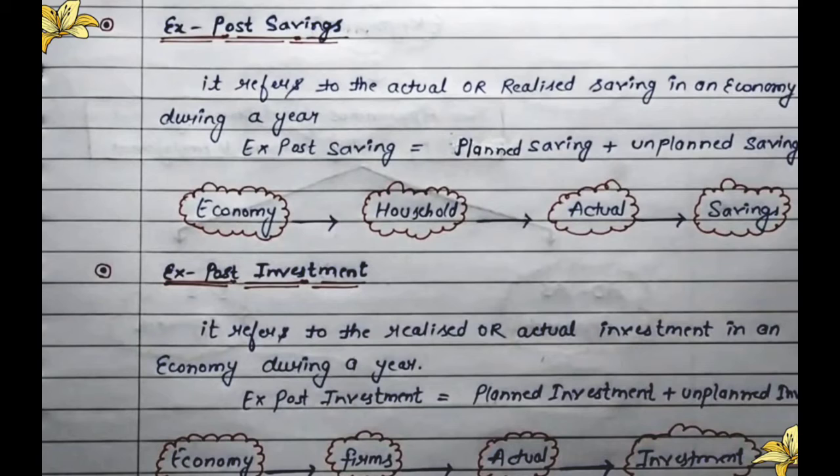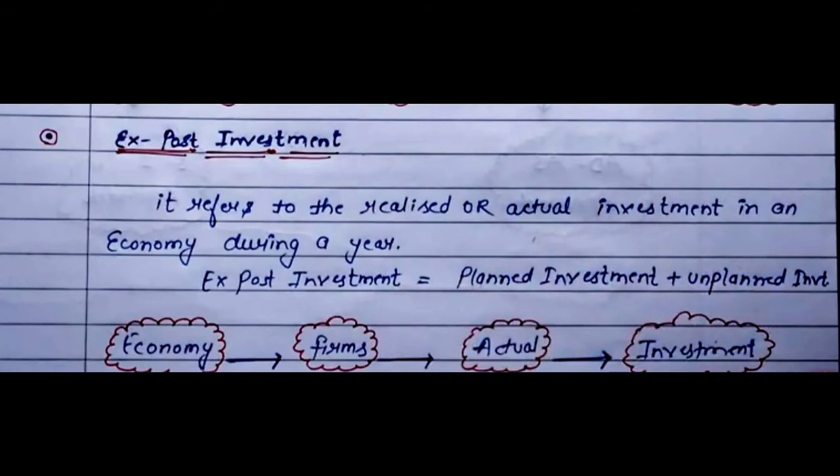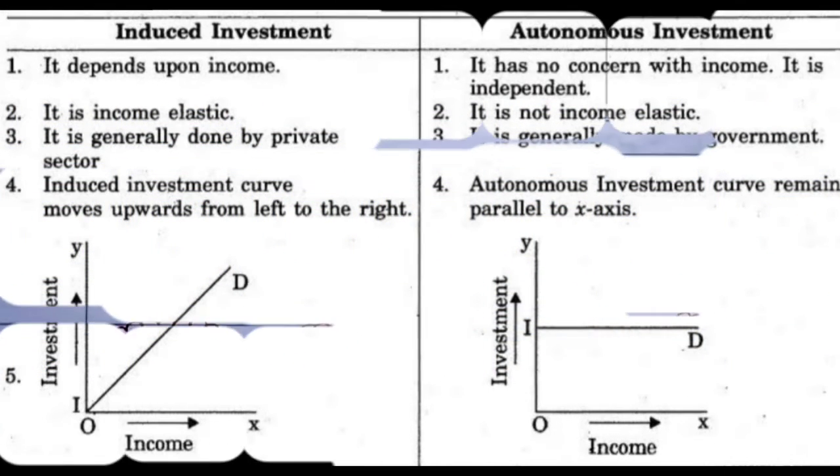So what will be the formula? Planned investment plus unplanned investment. जो मैंने प्लान कर लिया था और जो मैंने प्लान नहीं भी किया था, actual, इन दोनों को मिला के हम बोलते हैं ex post investment. Okay, so here once again I give you this definition so that you are able to see it clearly and properly write it down in your notebook: planned investment plus unplanned investment done by the firms in an economy during an accounting year is known as ex post investment.